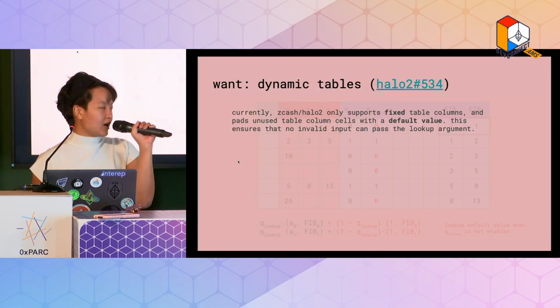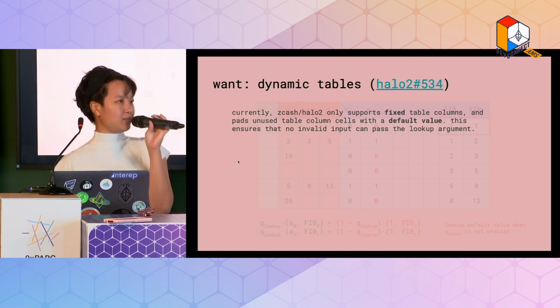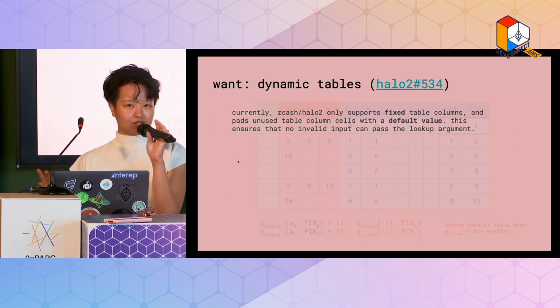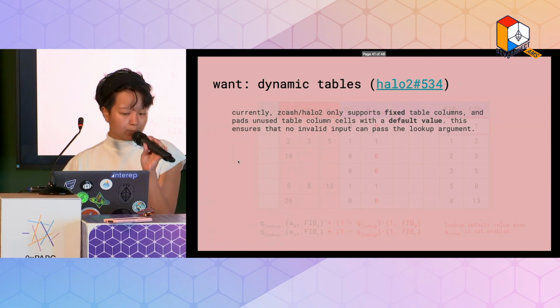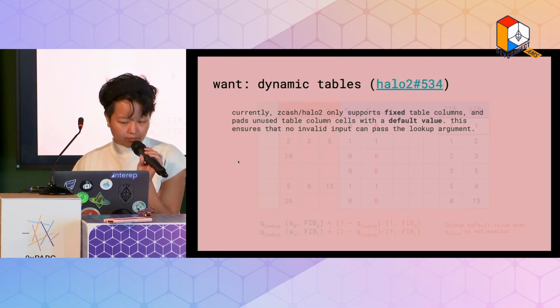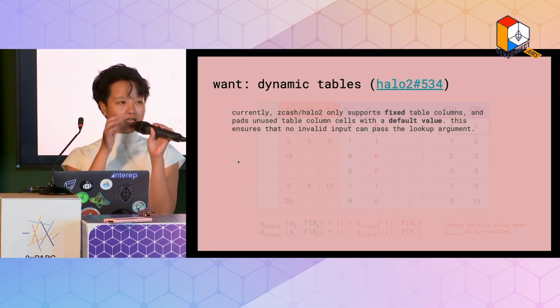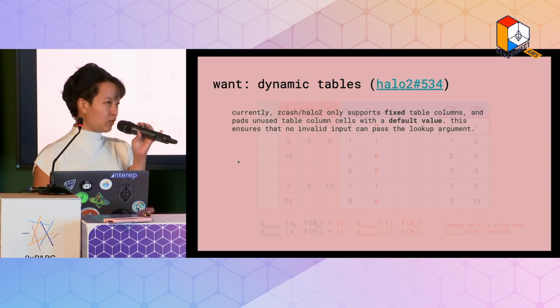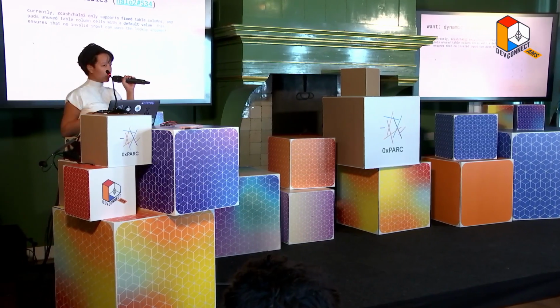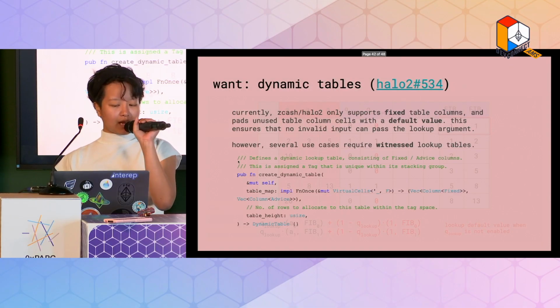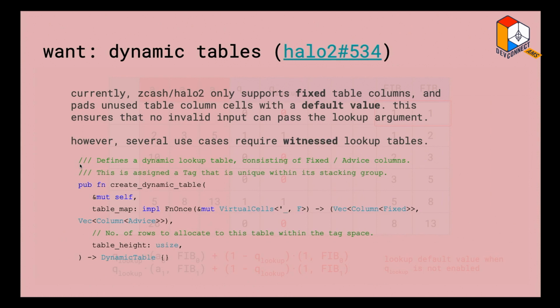What we want from lookup tables that we don't have yet is the ability to make them dynamic, to look up values that the prover has witnessed. So right now, the Zcash Halo 2 supports only fixed table columns, and this is a safety and API concern. We basically want to be able to pad the lookup table for you with default values. But there are many use cases that require more flexibility and that require looking up values that change from one proof instance to the other. So we're definitely thinking about this, and we're brainstorming some APIs that make dynamic lookups safe.